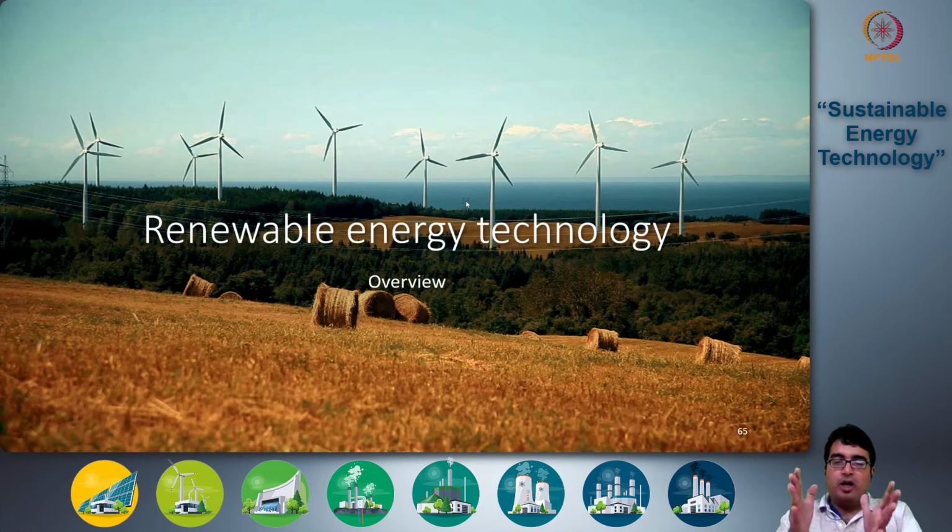So today we will cover a brief overview of renewable energy technology as a whole: what it is, how it is different from fossil fuel based non-renewable energy technologies, and then show its current status in the world and in the Indian context.